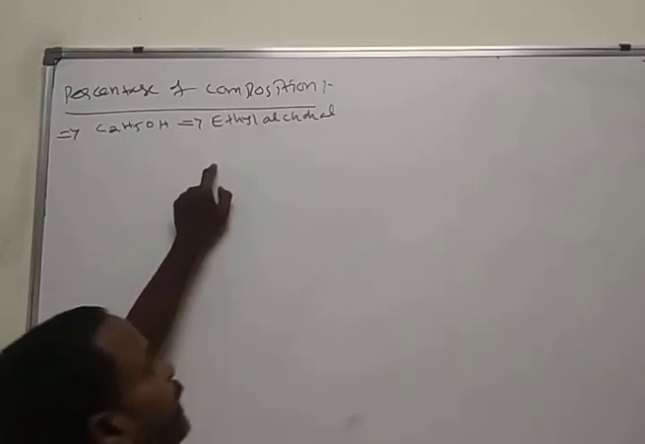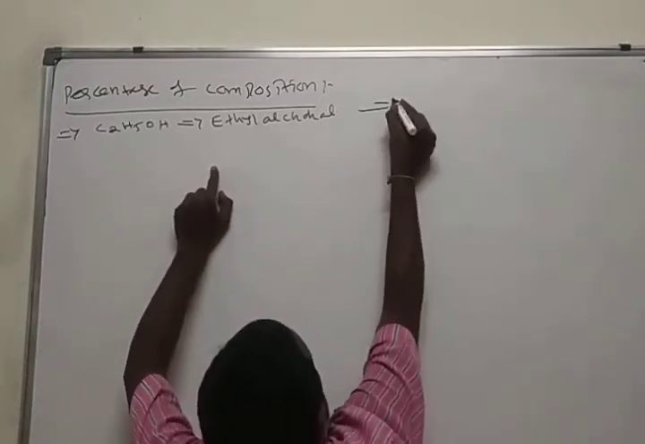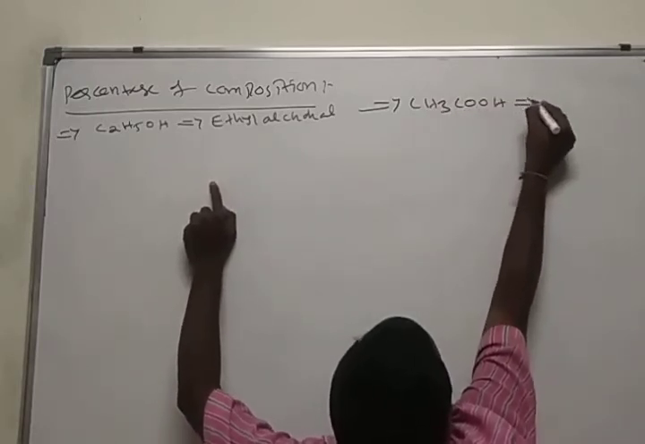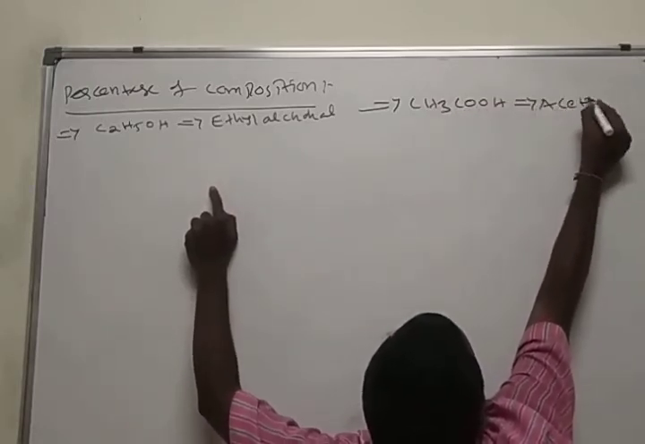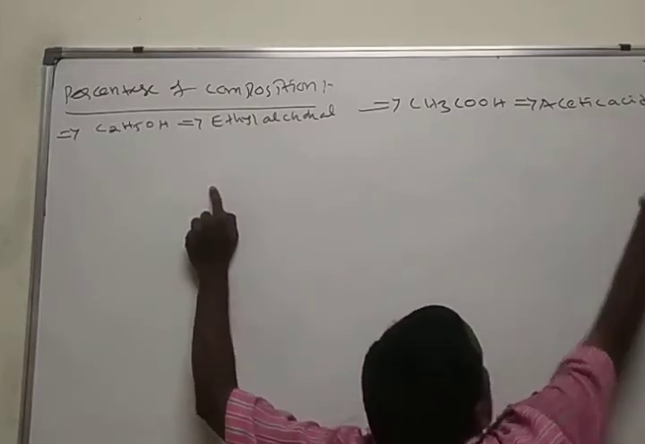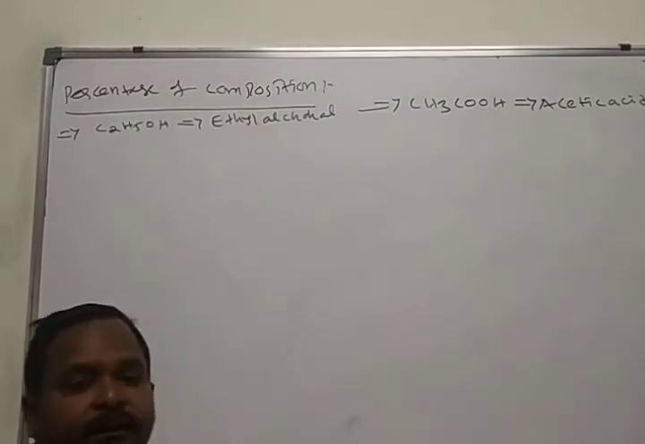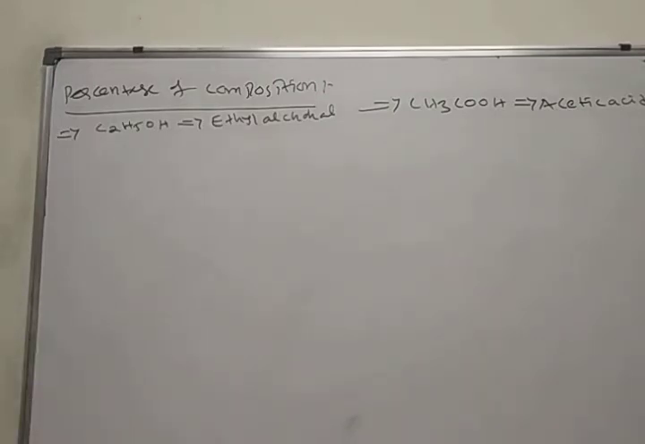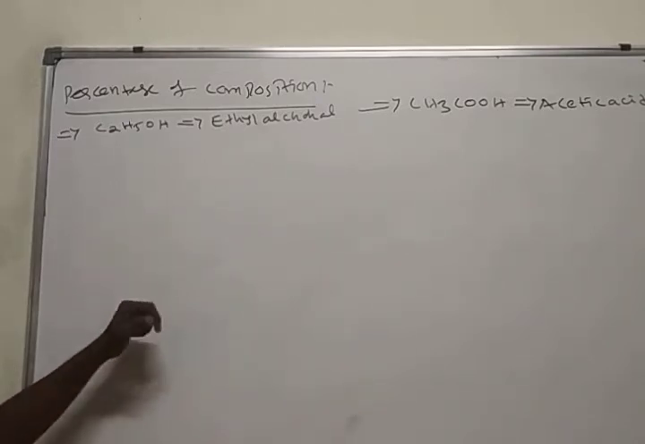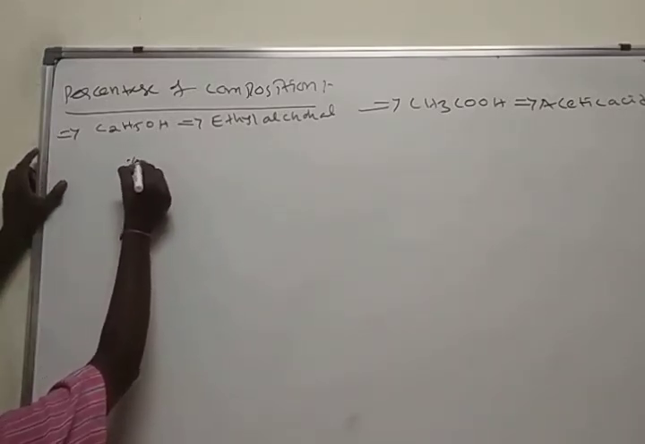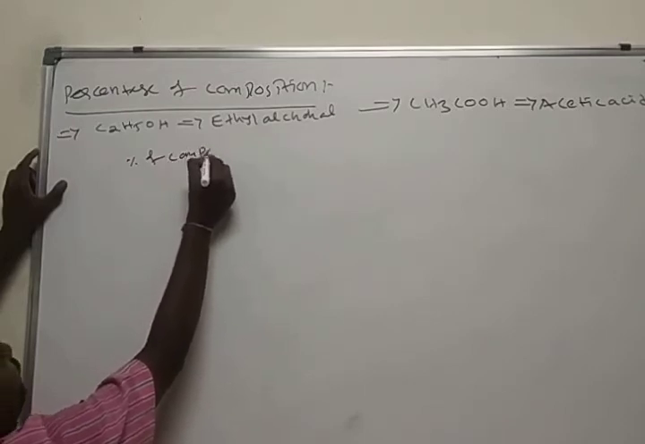C2H5OH. Here I am taking one more molecule, CH3COOH. This is called acetic acid. We call CH3COOH acetic acid. Calculate the percentage of composition of different elements in this molecule. How to calculate the percentage of composition?